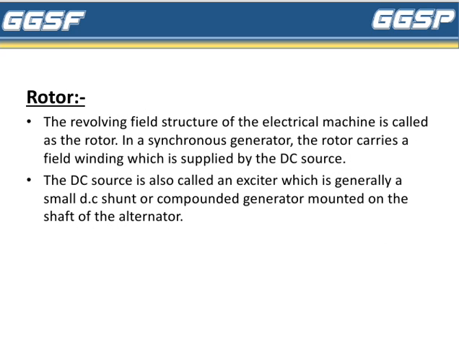Now the second part is rotor. The revolving field structure of the electrical machine is called the rotor. In a synchronous generator, the rotor carries a field winding which is supplied by a DC source. The DC source is also called an exciter, which is generally a small DC shunt or compound generator mounted on the shaft of the alternator.